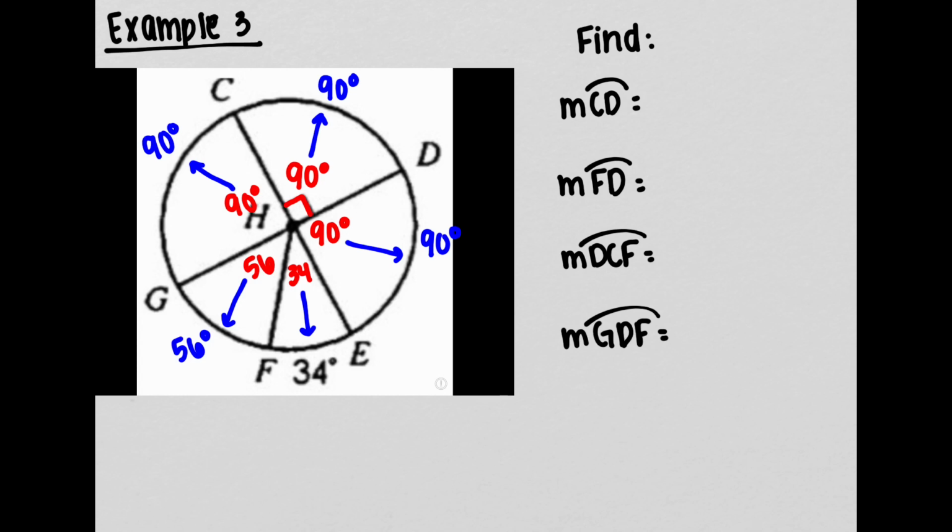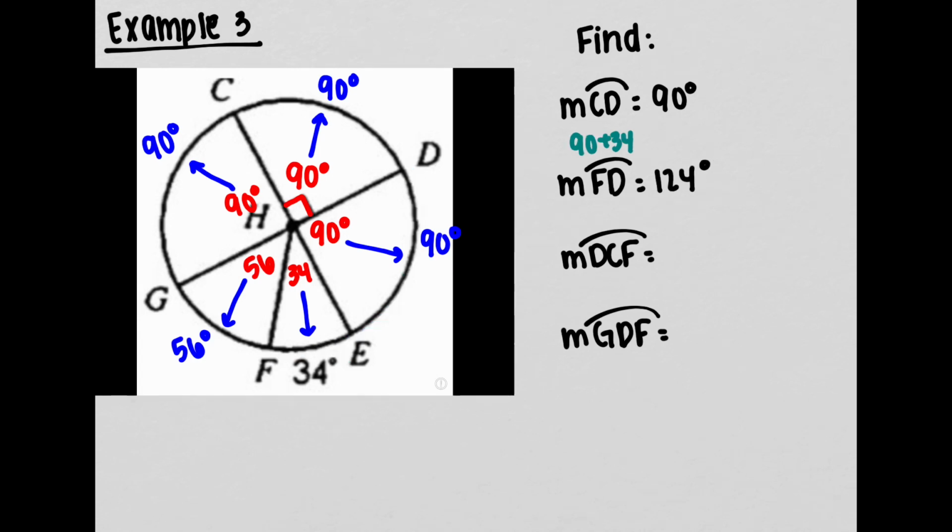I can now do the questions to the right. The first thing I needed to find was the measure of CD, which is this arc right here. It's already labeled for me, and I know that it is 90 degrees. Now the second one I'm asking you for is FD, which is from here to here. This deals with two of the minor arcs we already solved for. So remember, we're going to take both of them and add them together. I'm going to do 90 plus 34, and that ends up giving me 124 for this arc measure.